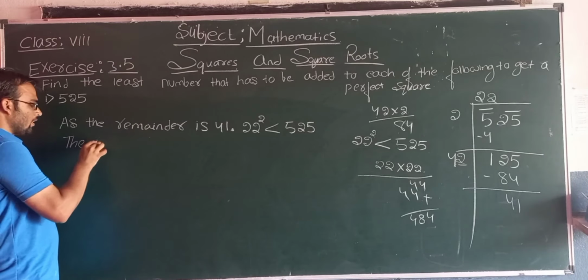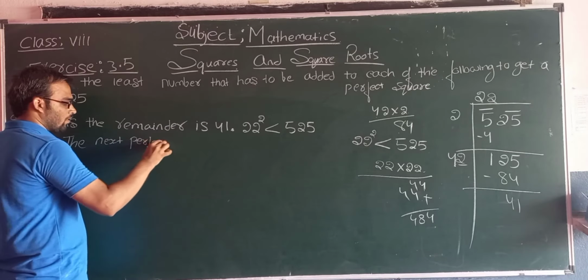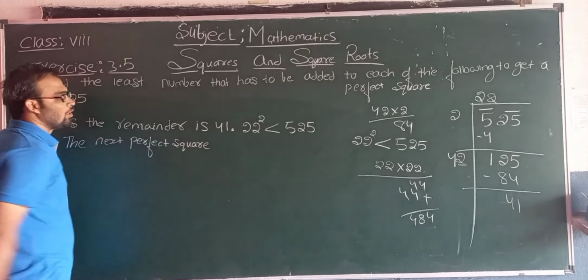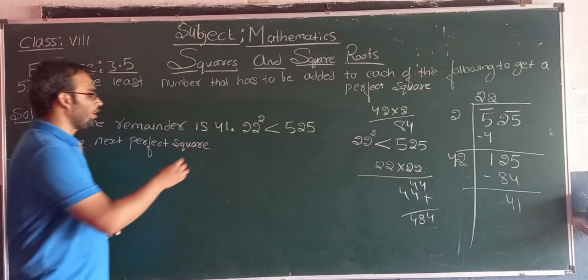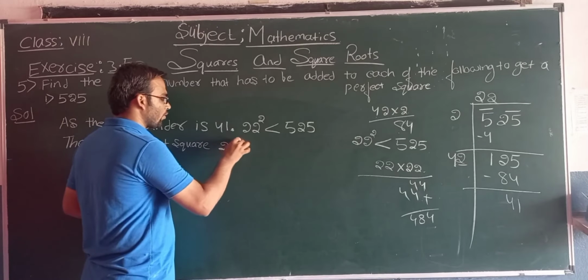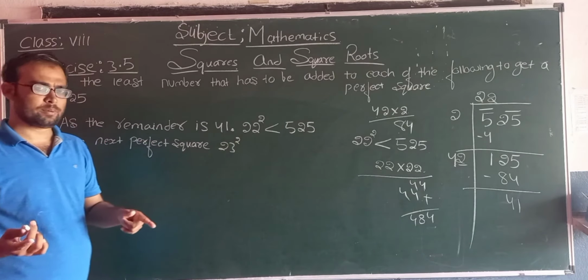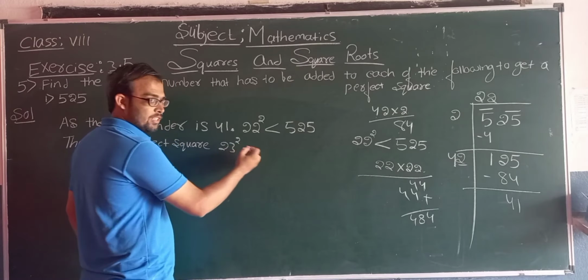The next perfect square. Look here, students. So here 22 square is there. So what is the next perfect square? It will be 23 square. After 22, 23 comes next. The next perfect square is equal to 23 square. And what is 23 square?